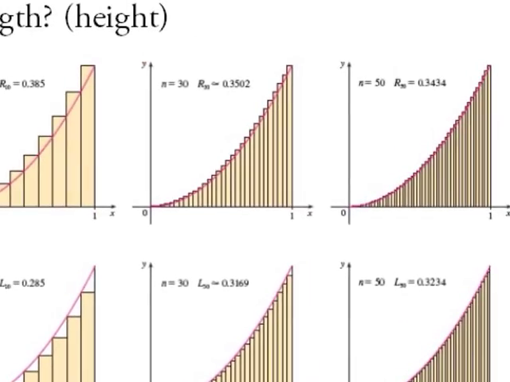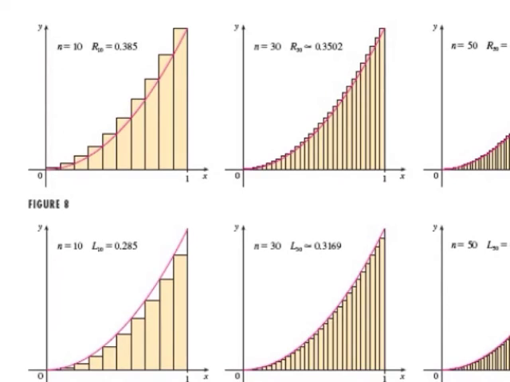And I also want you to pay attention to the notation. I know it's getting a little bit blurry, but what I want you to see is that for the first one it says n equals 10, and when n equals 10, R10 is 0.385. When n equals 10, L10 is 0.285. You see one is higher, one is lower. The R and the L indicate what type of rectangles you have. R stands for right endpoint.